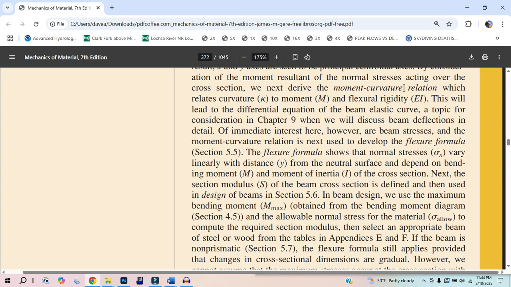All right, so we're to here, and that's going to be related to that. So you got the moment that causes the shape. The shape is this. We don't get confused with this curvature. It's just the shape. It's the radius. It's 1 over the radius, and then we have the flexural rigidity. That will definitely come out in the calculus. So we're just going to pause on that. This will lead to the differential equation of the beam elastic curve, a topic for consideration in Chapter 9.